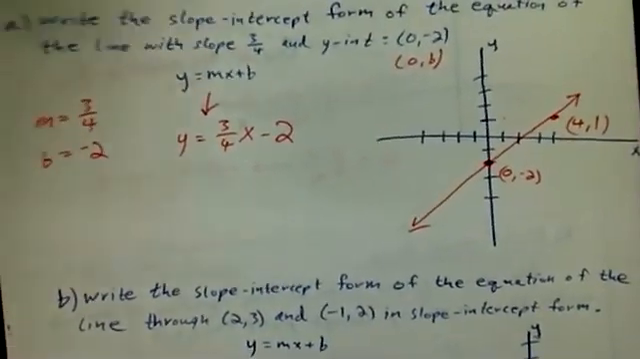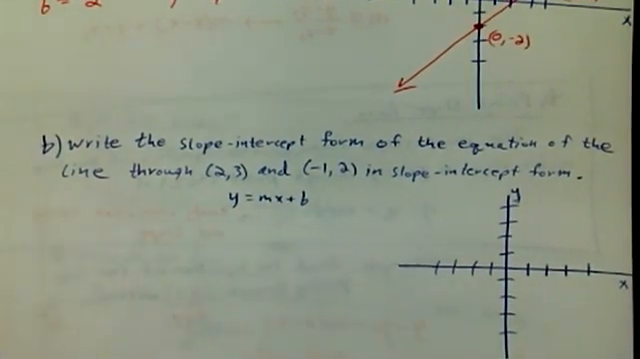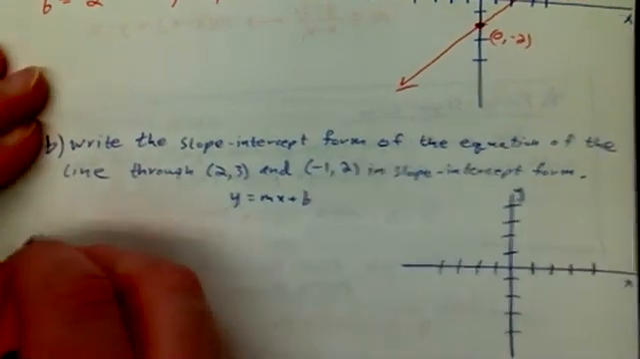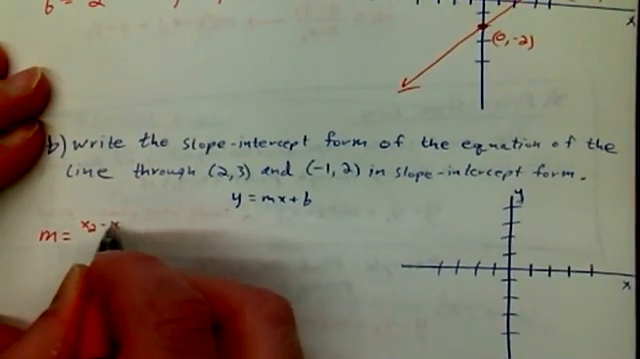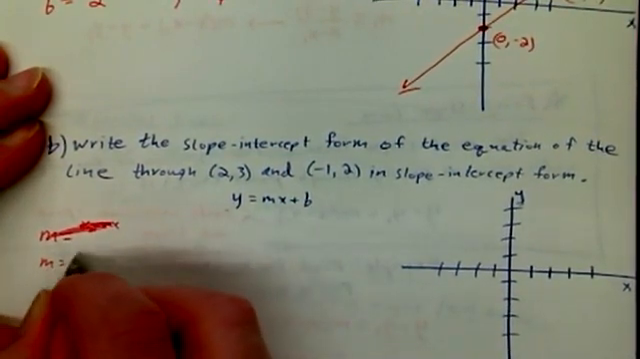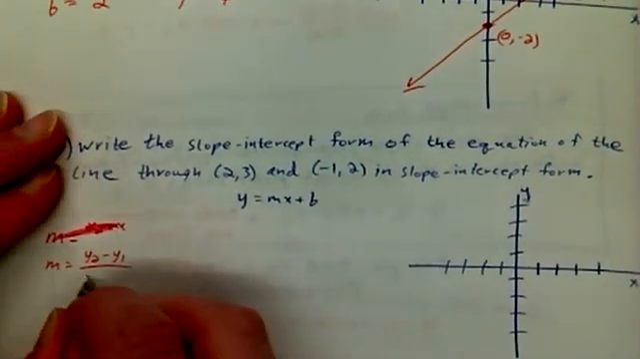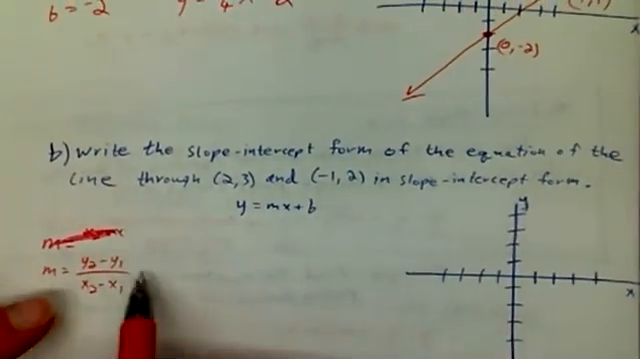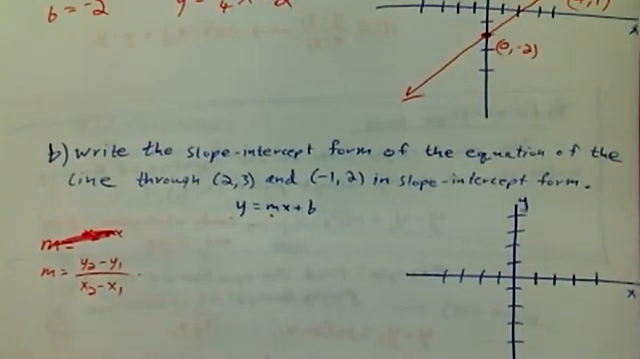If I look at B, write the slope-intercept form of the equation of the line through 2, 3, and negative 1, 2. There's a few different ways you can do this, but I'm going to start with y equals mx plus b. Now, I know that I can find m like this from the last section. m is y2 minus y1, the change in the vertical part, over x2 minus x1. Whatever I get there, I can plug in for m. b I can find after. I'll show you how to do that.